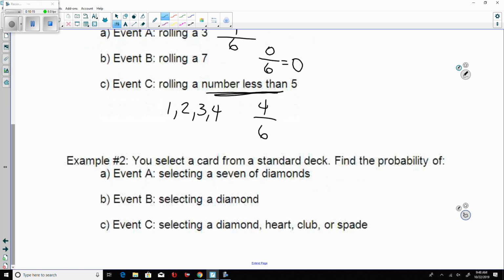Now, the other thing I talk a lot about is cards. Okay, is everyone familiar with a deck of cards? How many? Yeah, 52 cards in a deck. How many suits? 4 suits. Okay. What are they? Yeah, diamonds, hearts, clubs, and spades.